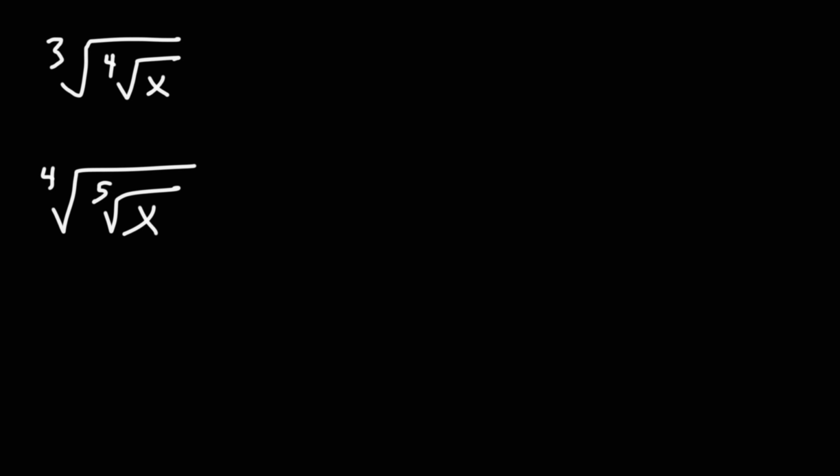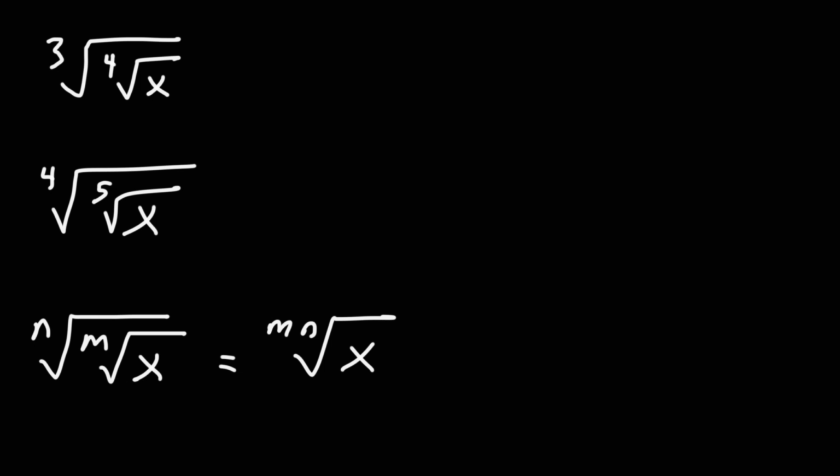Let's talk about how to simplify composite radicals. So in this problem, we have a radical within a radical. How can we simplify it? Well, there's a formula that's going to help. If you have the nth root of the m root of x, it's simply the m times n root of x. So if you have a radical within a radical, you can multiply the two indices together.